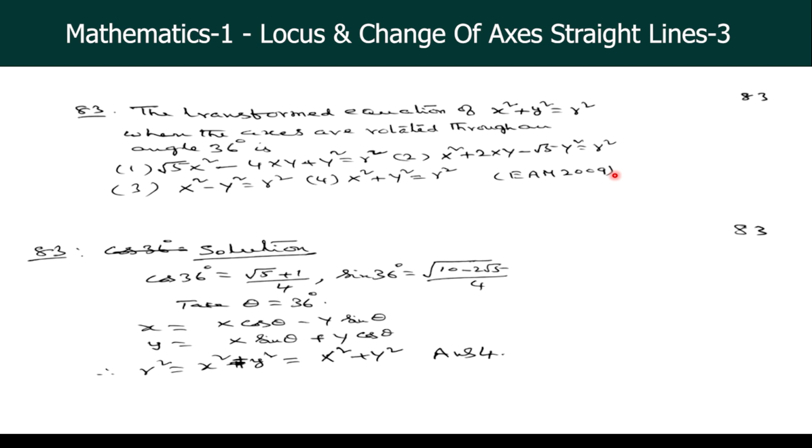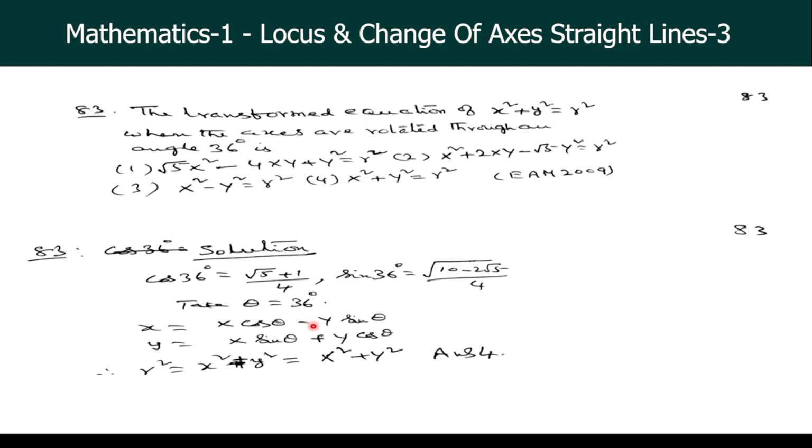And you know that if the axes are rotated through an angle theta about the origin without changing the origin, and if small x, y are the old coordinates and capital X, Y are the new coordinates, then the relation is: small x = X cos theta - Y sin theta, and small y = X sin theta + Y cos theta.